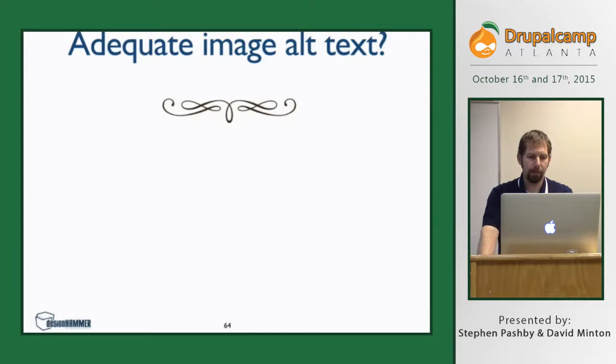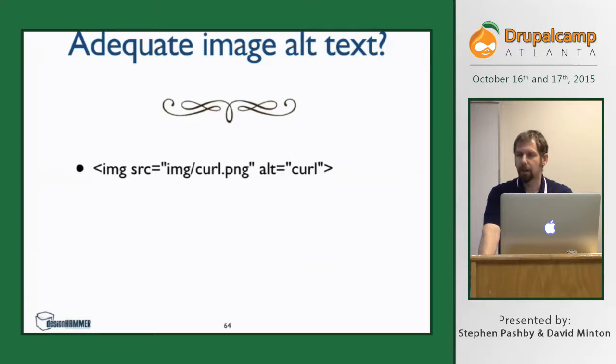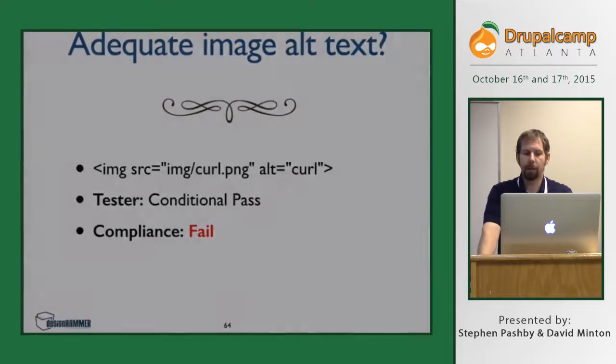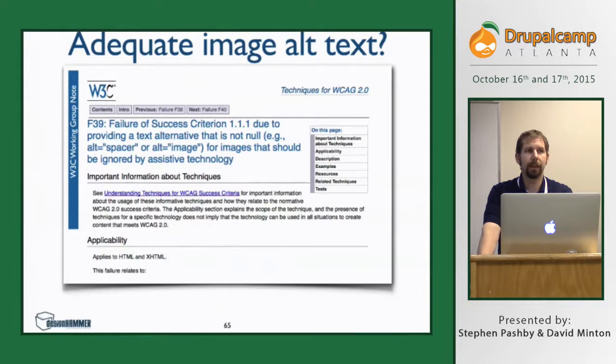So here we have sort of a swirly visual element. There's no information being displayed by this. So for example, if we had alt text of "curl" here, the tester is going to be a conditional pass because, hey, you've got alt text. But this actually is a failure in compliance because this is purely a visual element. There is no meaning being conveyed by this.